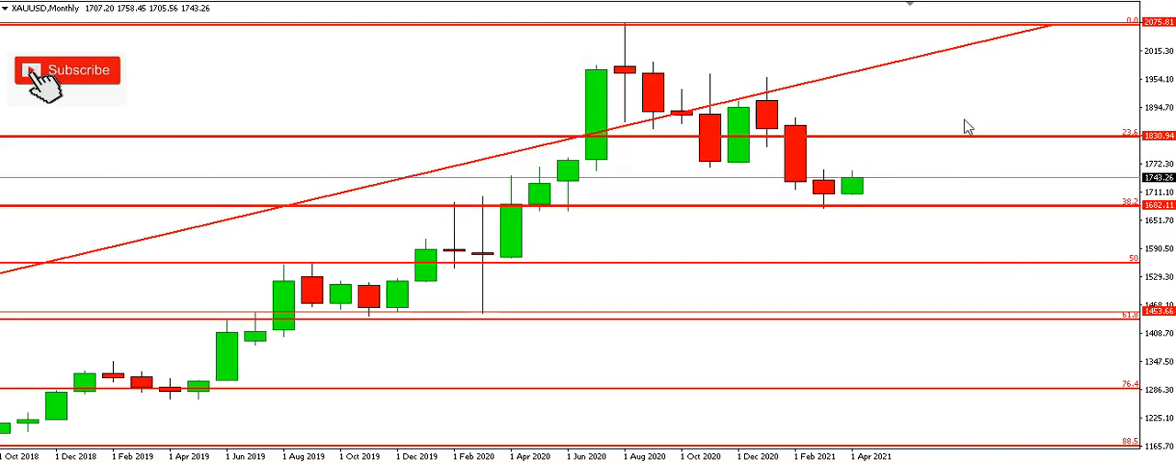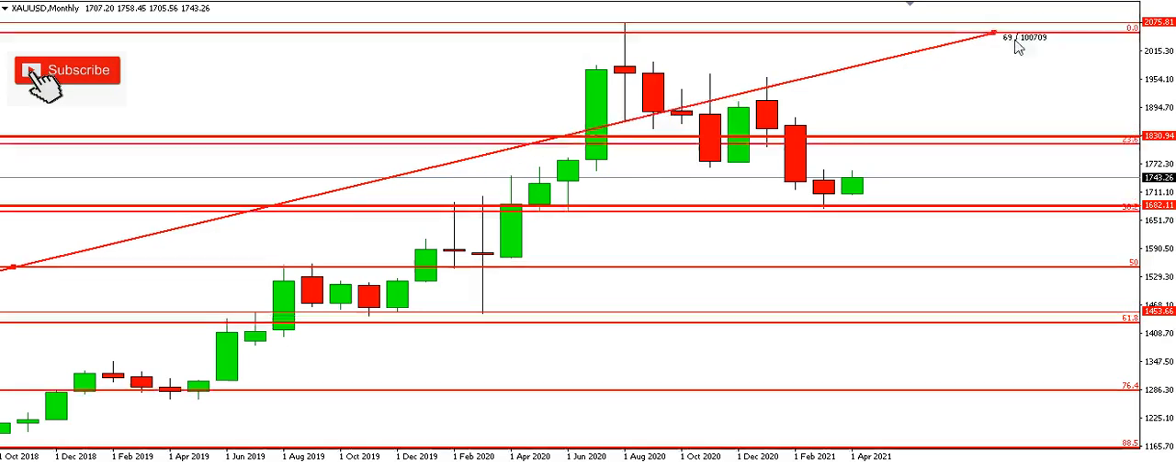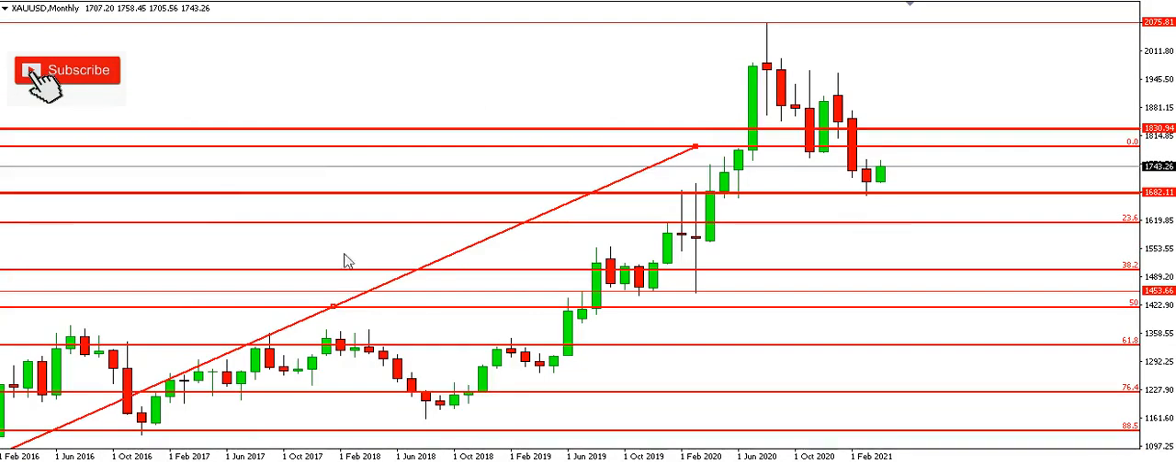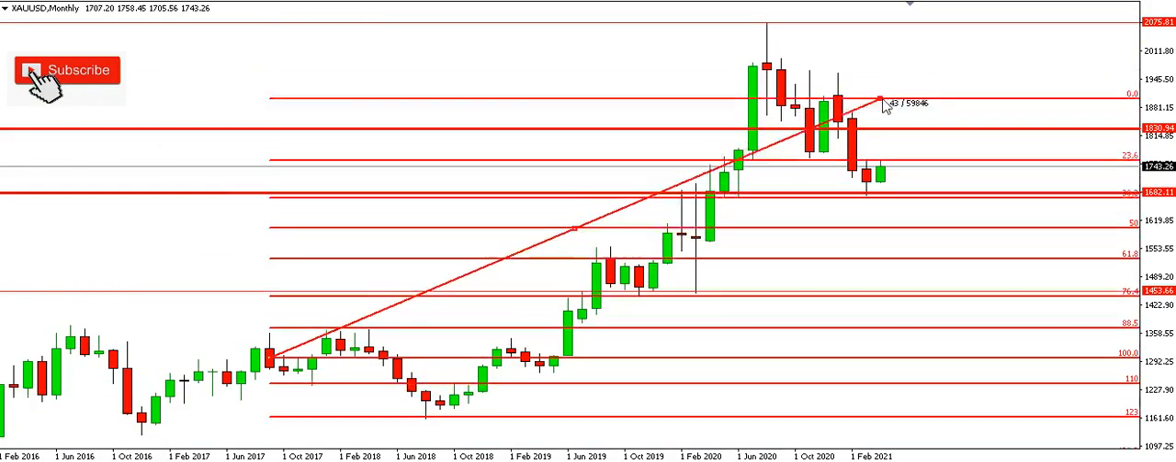So price is now sandwiched between the 23.6 and the 38.2% Fibonacci levels. Presently price is ranging between those levels. Price may either go up above the 23.6, which is at the 1830.94 area, or price may drop below the 38.2% Fibonacci level, which is at the 1682.11 area. So I'm going to minimize my Fibonacci tool, so that I can go to the weekly time frame.